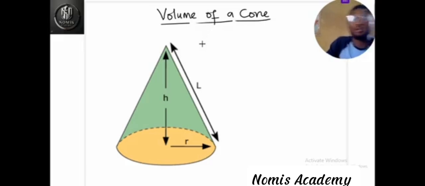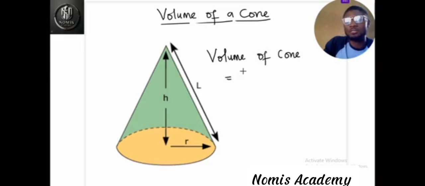So to deal with volume of a cone, the formula is just one third of the formula to calculate that of a cylinder. Yes, remember the pi r squared h. Hence, the formula to calculate volume of a cone is 1/3 pi r squared h, where pi is 22 over 7.